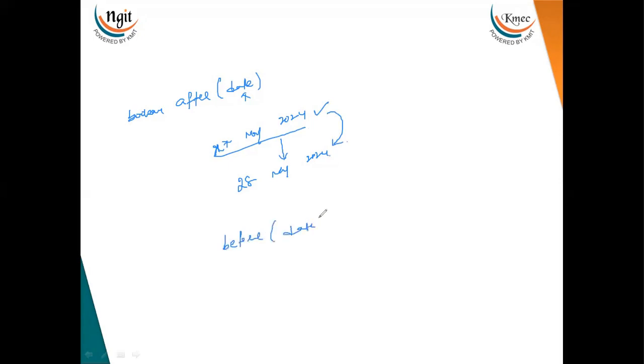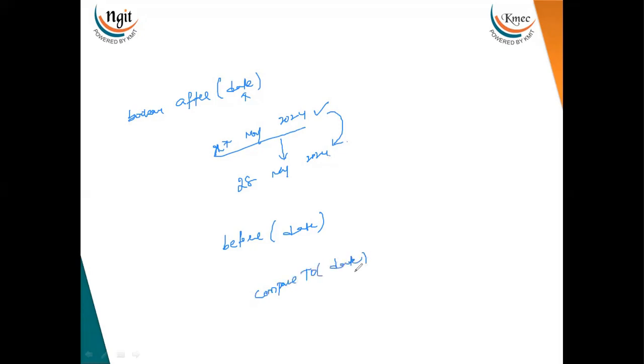And the same way you have the before method, right? It also takes a date as a parameter. It checks whether the given date is before the current date or not. If it is before the current date, then it returns true. Otherwise, it returns false.